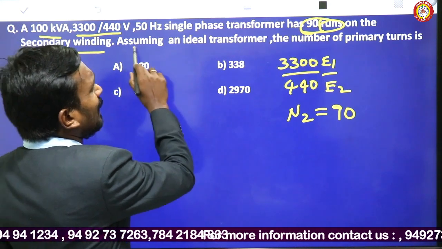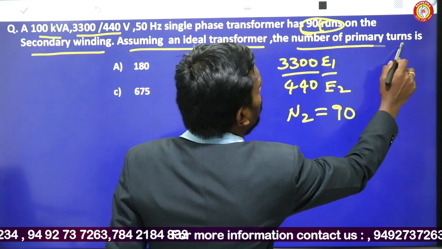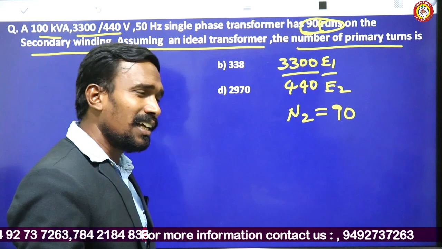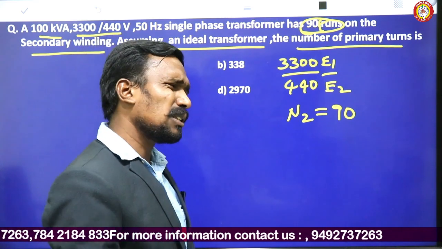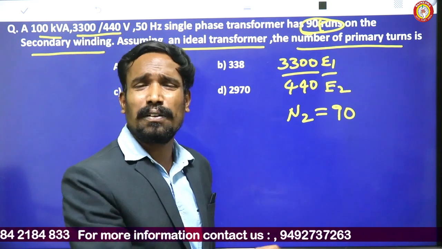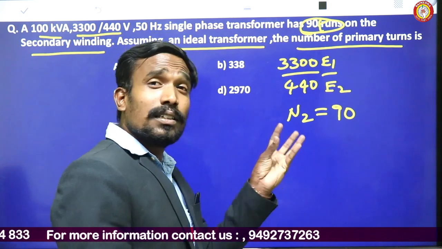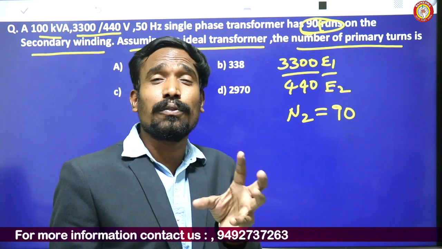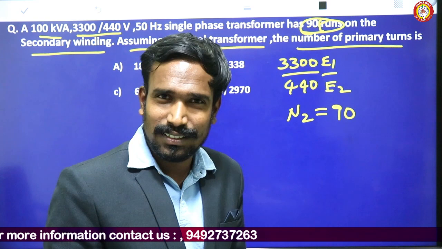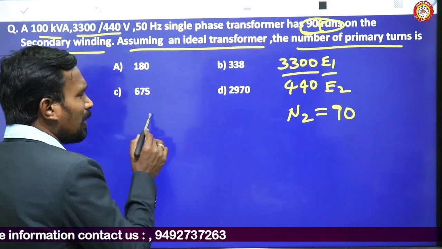Then, assuming an ideal transformer, the number of primary turns is... This is also not a BE level of question. This question is actually well suited for junior engineers. Okay, so what is the formula?